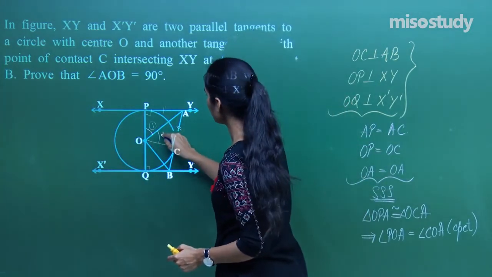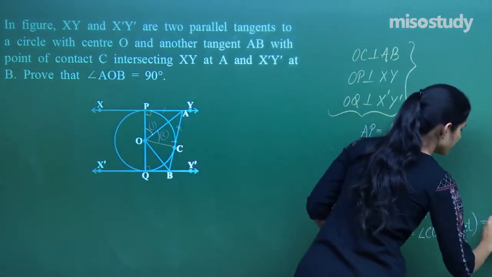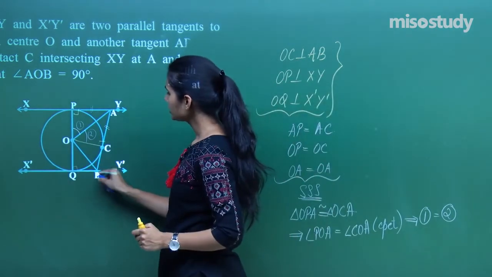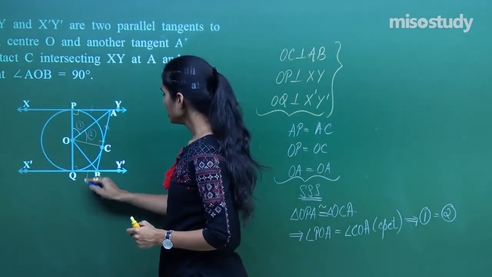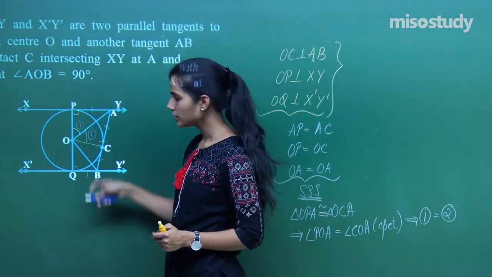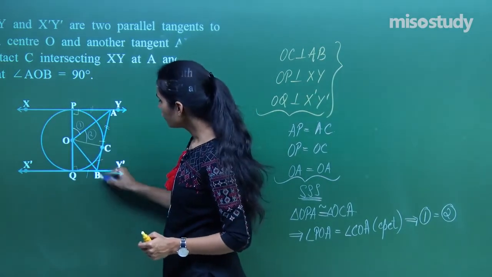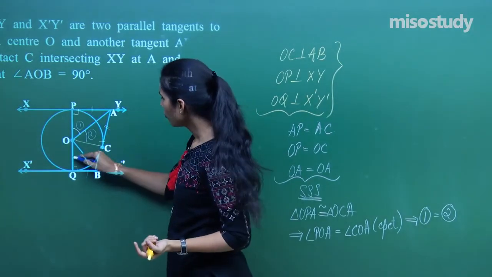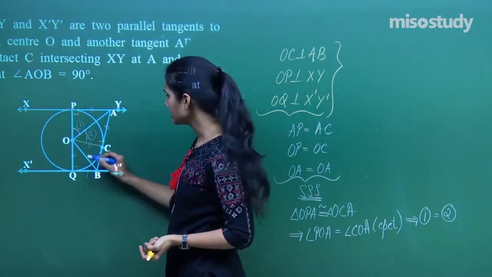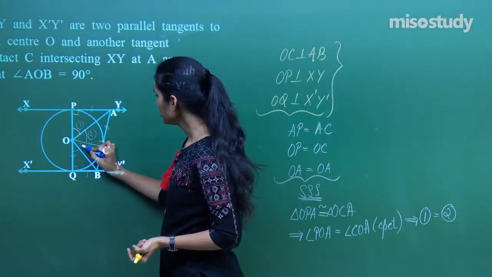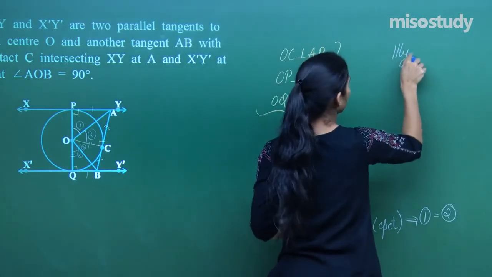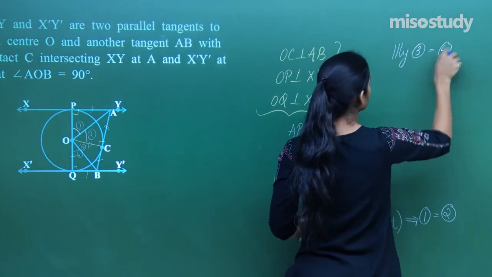So, 1 is same as 2. Exactly on the similar lines, you can show these two triangles are also congruent. How? BQ is same as BC because tangents drawn from an external point B to the circle are equal in length. After that, you have OB is same as OB, it is the common side, and OQ is same as OC because it is equal to the radius. So, again by SSS congruence condition, these two angles will be equal. So, 3 is equal to 4.